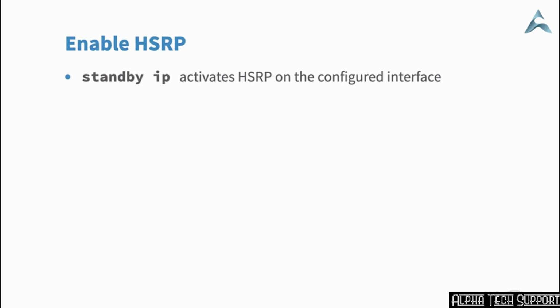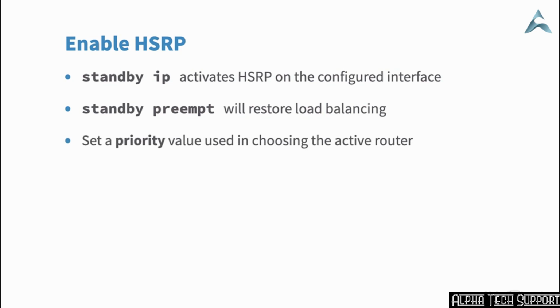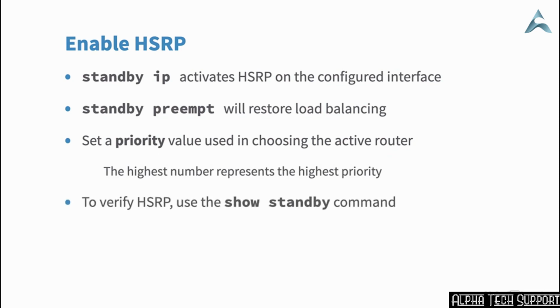This activates the Hot Standby Router Protocol on the configured interface. You'll need to enter standby preempt on each interface so that if a router fails and comes back up, the preemption occurs and restores load balancing. If we set a priority value, this will help us choose the active router. The range is from 1 to 255, and the default priority is 100. The highest number represents the highest priority. To verify the protocol, use the show standby command.